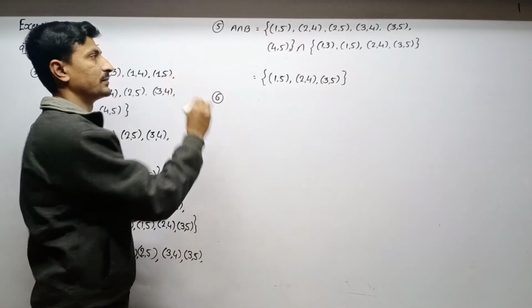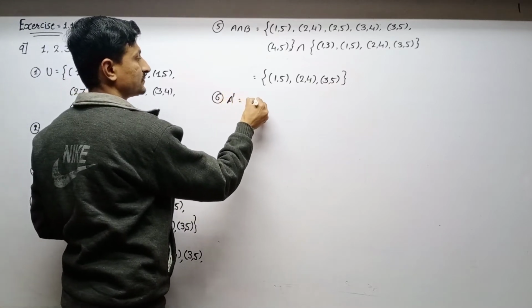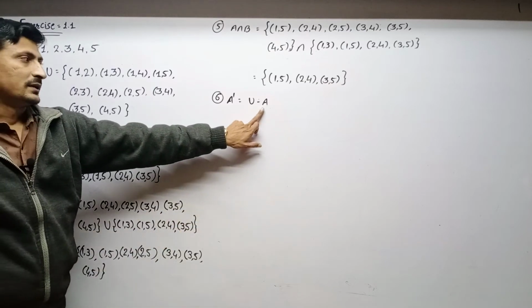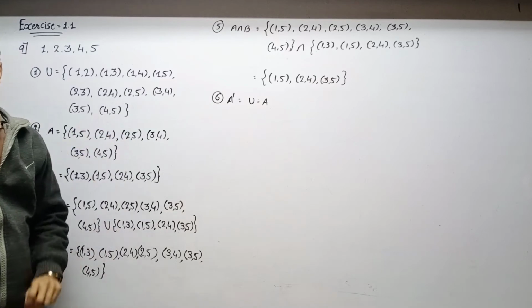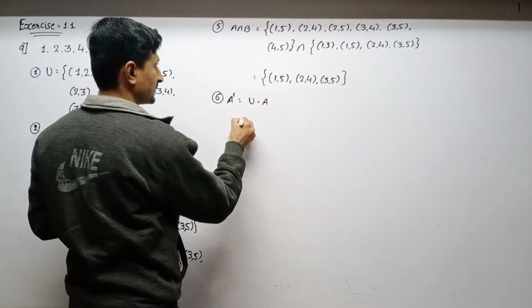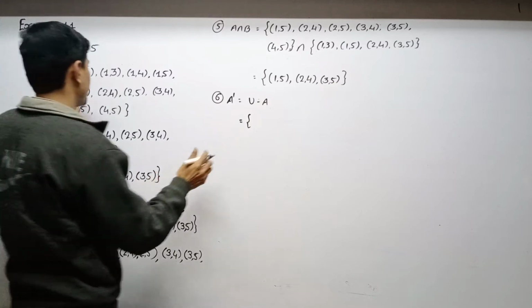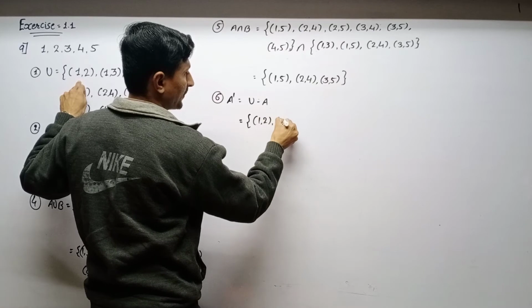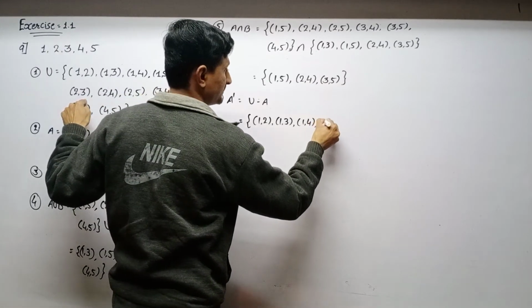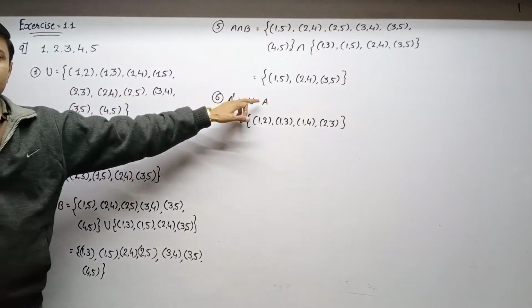Next, in question number 6, A dash, find out. A dash formula is U minus A: the remaining members included in U apart from A make the complementary event of A. So first of all, write all members of set U. Here we will write the answer directly. (1, 2) is not involved, (1, 3) is not, (1, 4) is not either, so write down the first 3 outcomes: (1, 2), (1, 3), (1, 4), (1, 5), (2, 3). This is our answer: the members in U apart from A, U minus A.